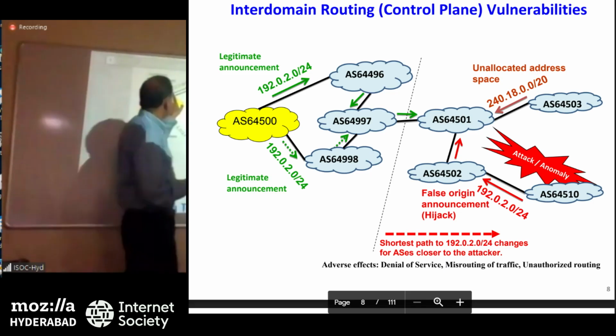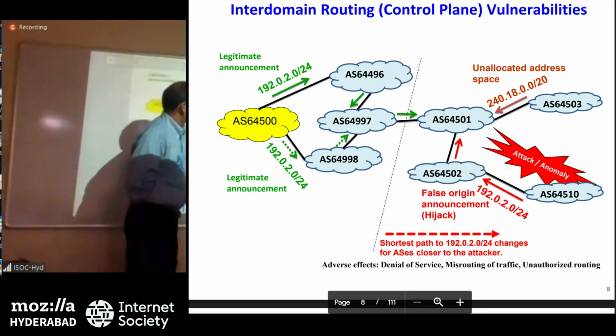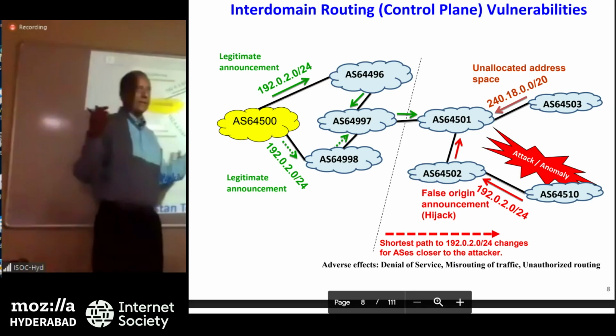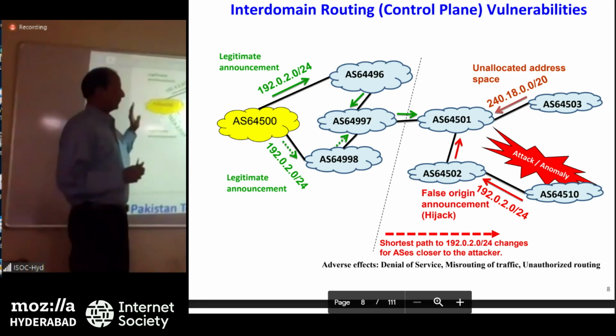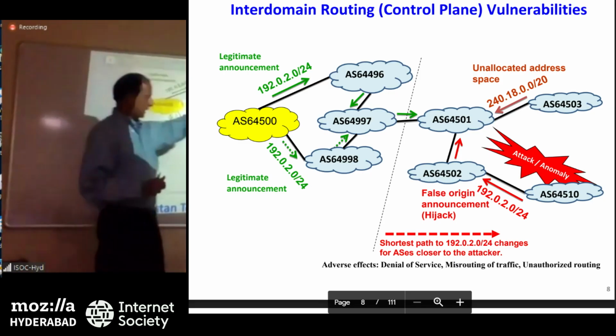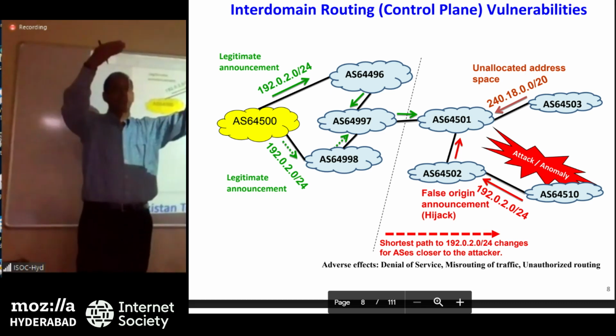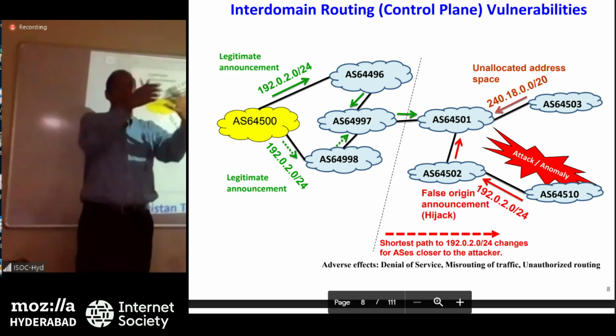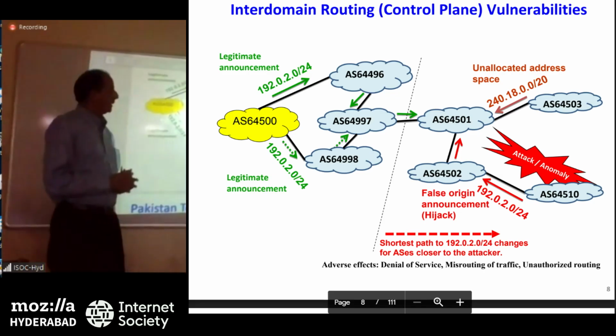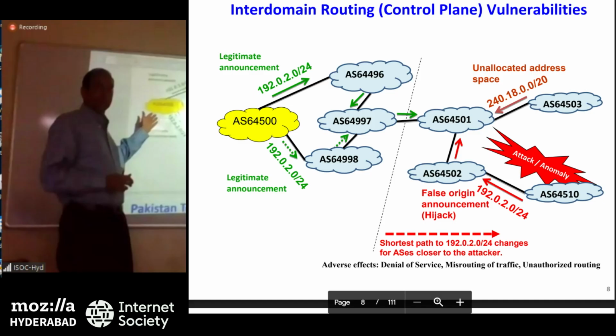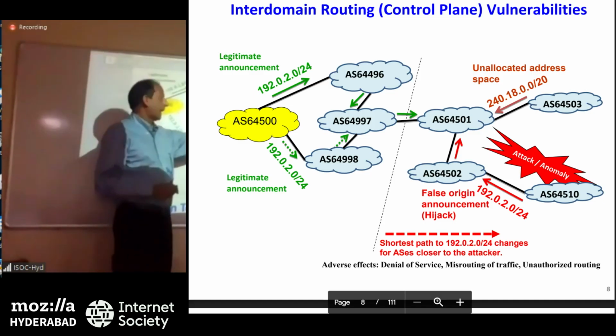The same prefix now propagates in the internet from both sides, from the left here as well as from the right, from two different parts of the internet. The same prefix is being announced in BGP, and it propagates. One of them is the legitimate announcement, and the other one is an attack.